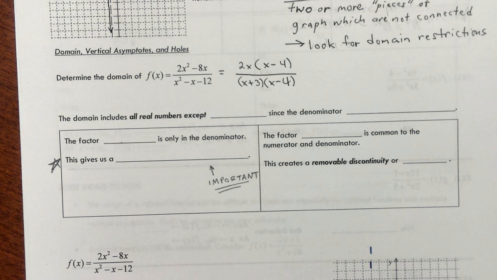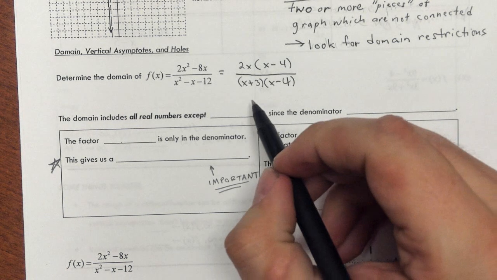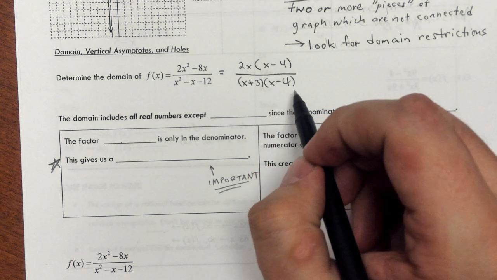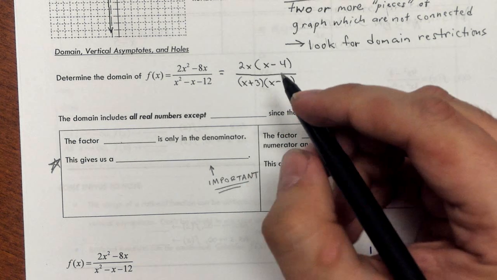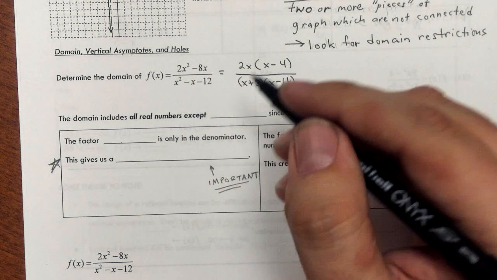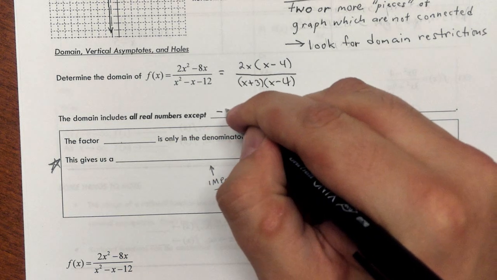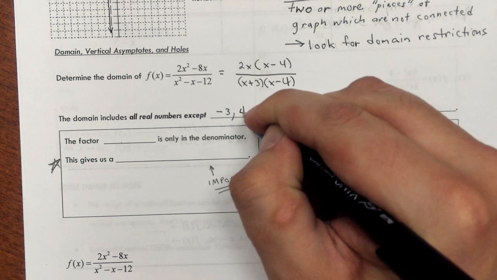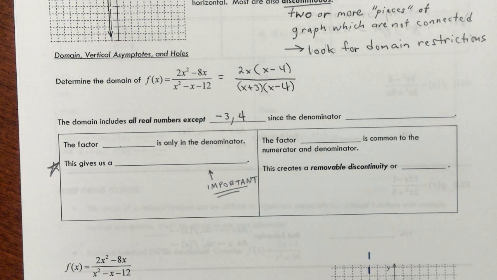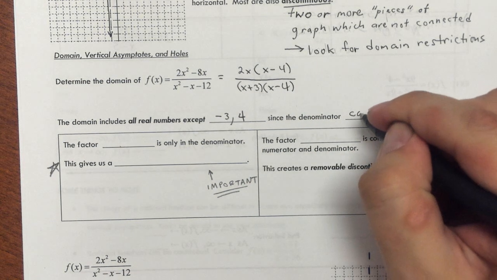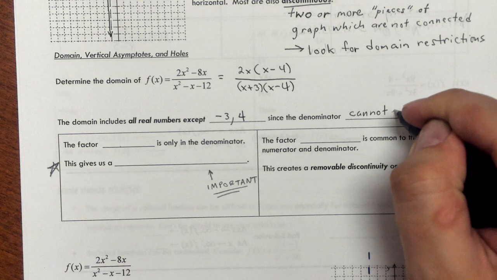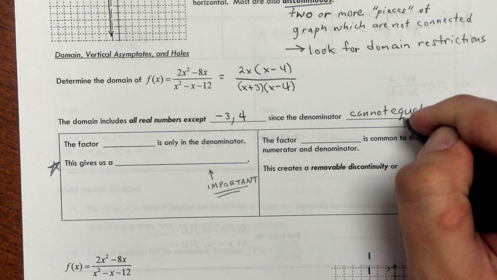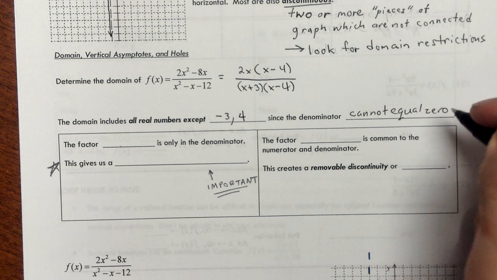Okay, so I have to think about the domain. The domain will not include all real numbers. I know I have these things called restrictions. The denominator cannot equal 0. So the domain will be all real numbers except -3 and 4. And again, that's since the denominator cannot equal 0. Now what those things will do, how that's going to affect the graph is a different question.